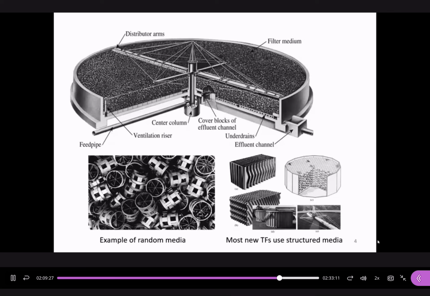This is a trickling filter. So remember, a trickling filter is not a filter. It's not like sand filtration. It's not like membrane filtration. Although we call it a trickling filter, it's not a filter. Okay. This is a trickling filter.